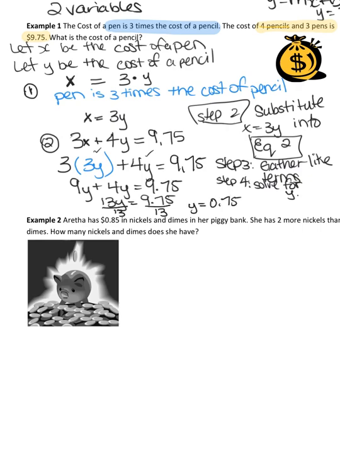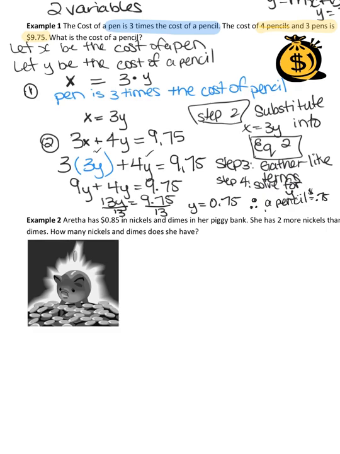So what does this mean? Okay, so I said y equals 75 or 0.75, but what does that actually mean? If I scroll back up to my let statements, I said let y be the cost of a pencil. So this y means that every pencil costs 75 cents. So therefore, a pencil equals 75 cents.